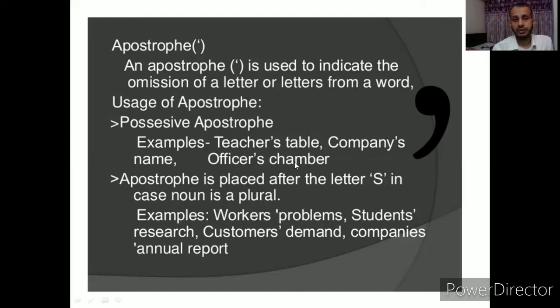Officer's chamber. The chamber belongs to the officer. Company's officer's chamber. The chamber belongs to the company's officer. Or you can say the apostrophe is placed after the letter S in case the noun is plural. Workers, problems, students, research, customers, demand, companies, annual report.